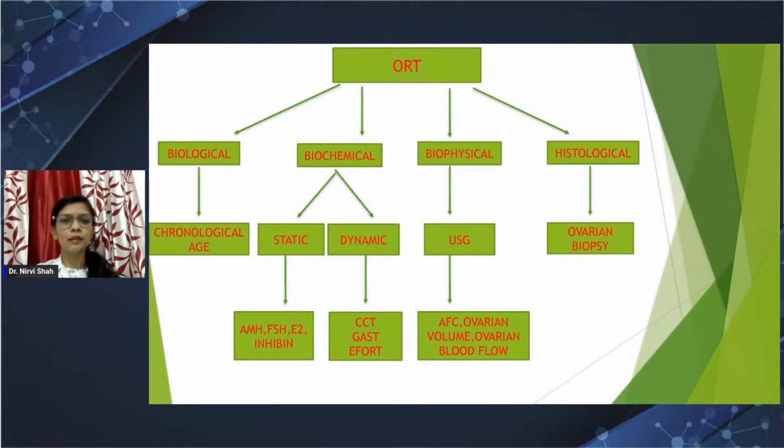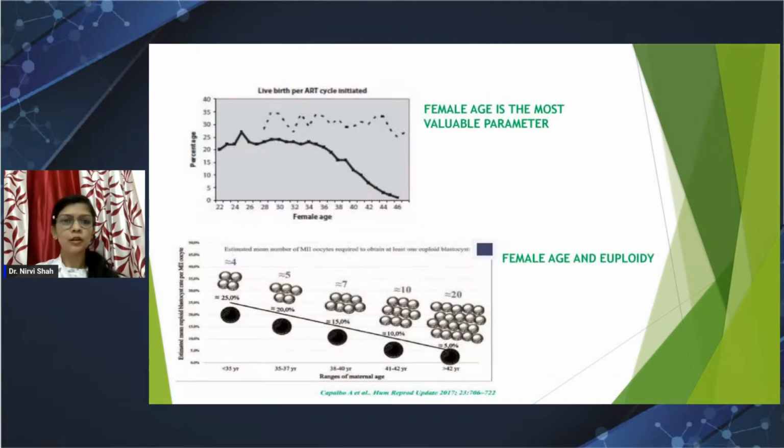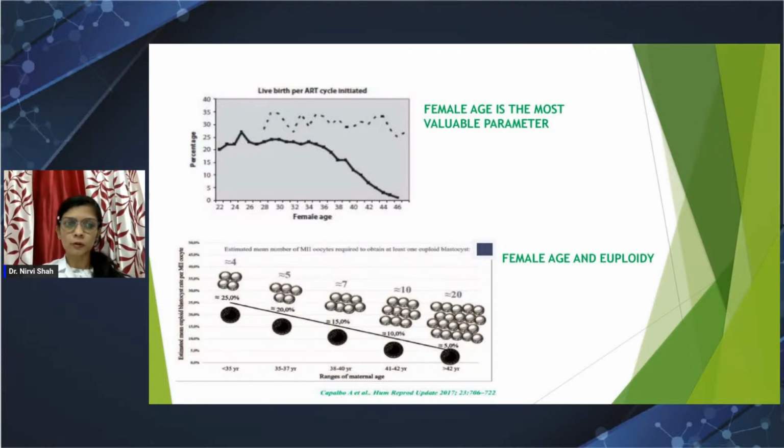Then we have biophysical, which comes under USG, where we check for the antral follicle count, the ovarian volume, and the ovarian blood flow. This is also very important. And then you have histological, which is ovarian biopsy, which is also only in the books, not to be done routinely. So let's see each one of them individually. Like I said, female age is the most valuable parameter with respect to ovarian reserve, the quality of the oocyte, and the number of the oocytes.